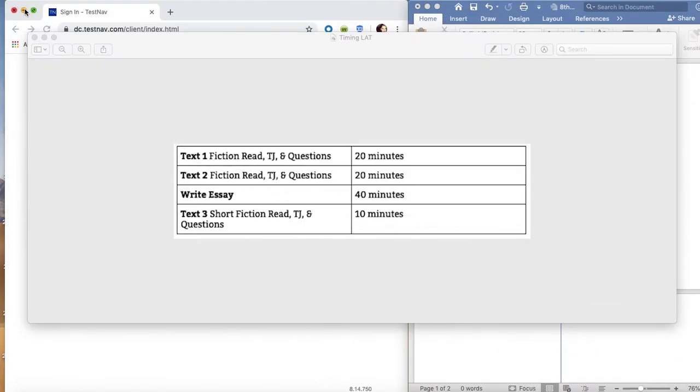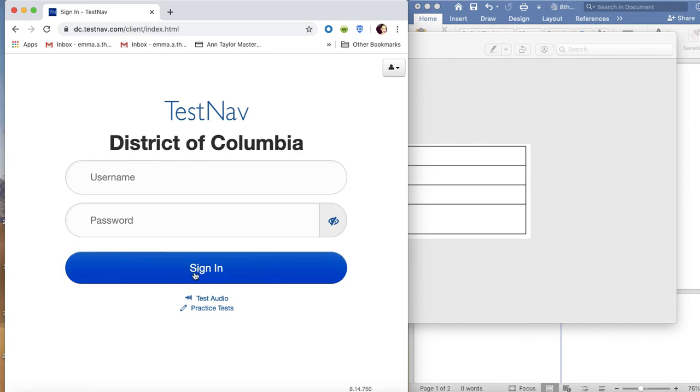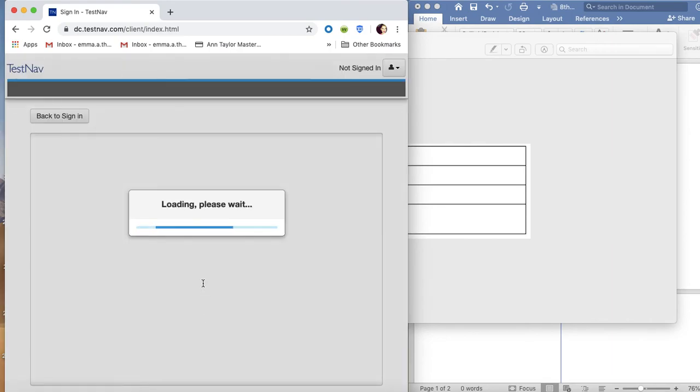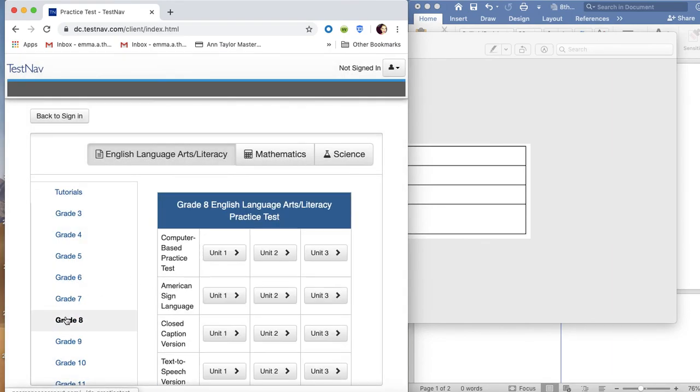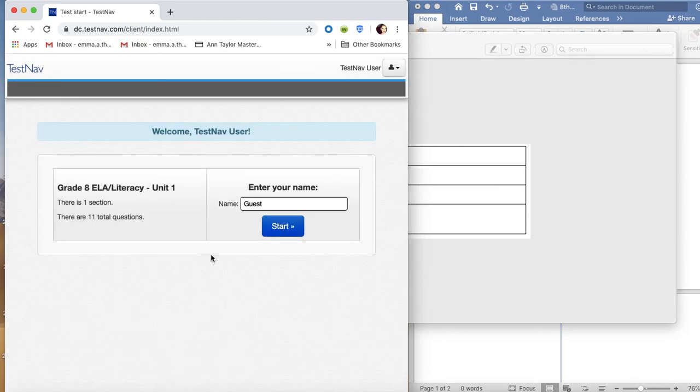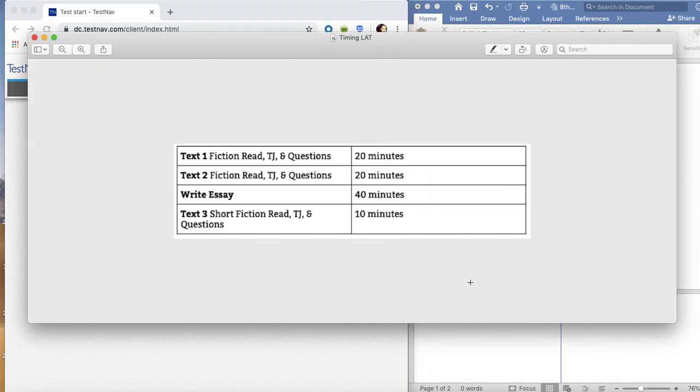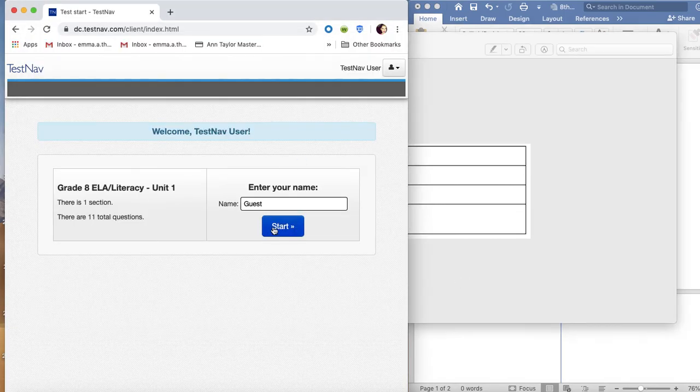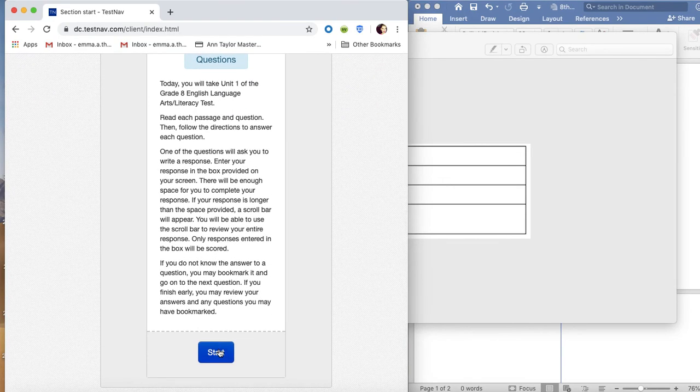From here, you can go ahead and show kids practice tests. Again, if you want to do this together with them, grade 8, unit 1. From this point forward, I'm going to be talking as if I am teaching to a group of actual students. All right, guys, so go ahead and click start, and then you can click start again.